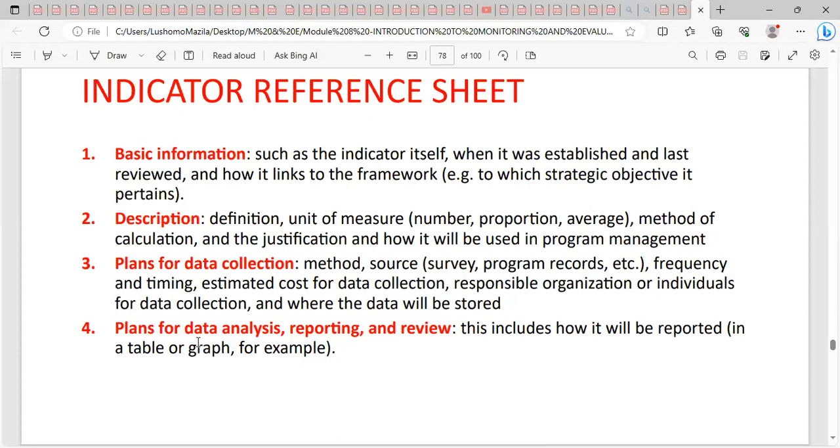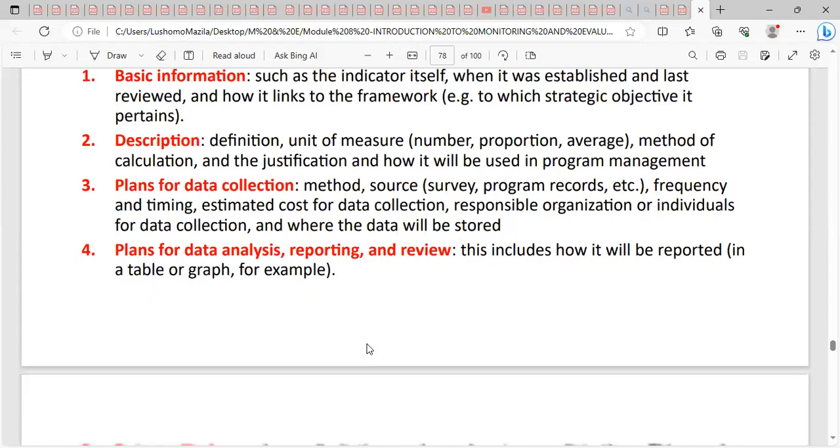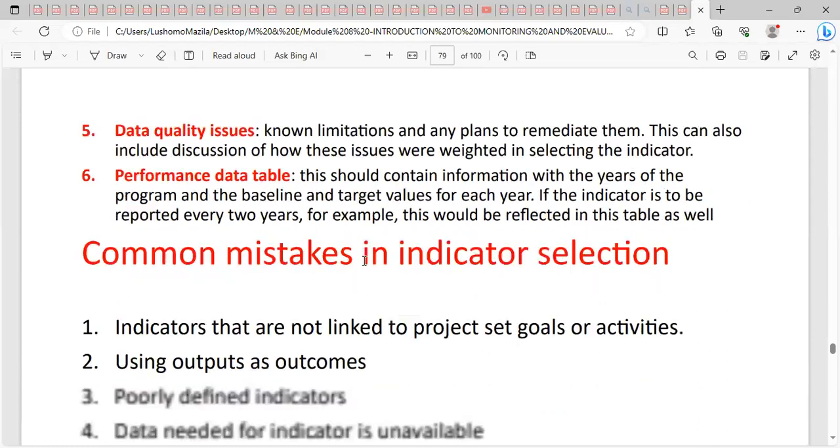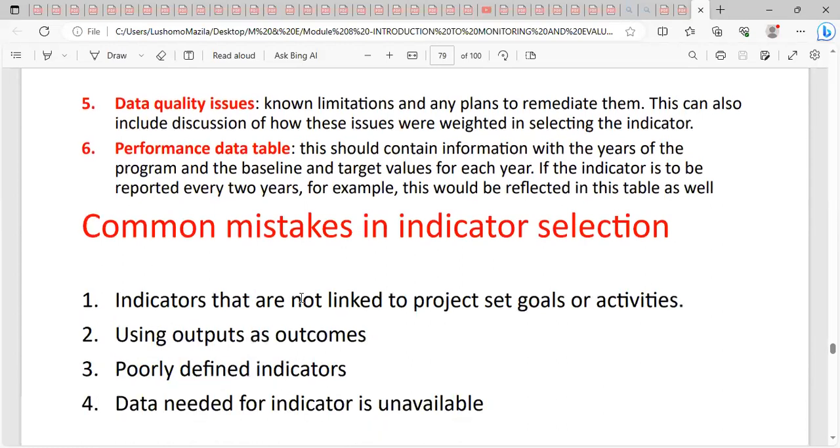So it also contains information to do with data analysis. How is the data going to be analyzed? After you have collected it, how are you going to analyze it? Reporting and the review, everything. So this sheet includes everything: data quality, performance data table. When we talk about the indicator reference sheet, it contains everything about a particular indicator. I'll give you an example. There's an example which I have shown here.